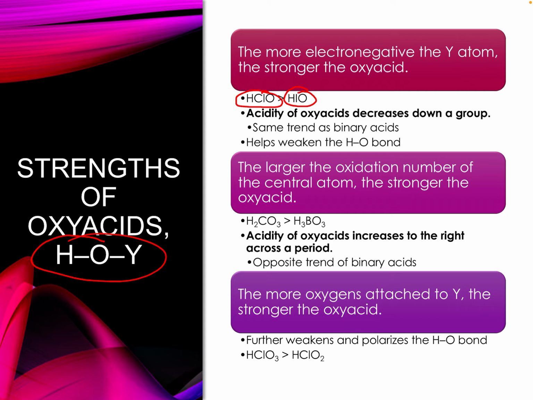So our other one is the larger the oxidation number on the central atom, the stronger the oxyacid. Okay, and so this will require you to be able to calculate the oxidation number. If you've forgotten how to calculate the oxidation number of the central atom, you might want to check it out. But essentially, since we're just dealing with hydrogens and oxygens right now, you just need to figure out essentially what the kind of charge on your atom would be.